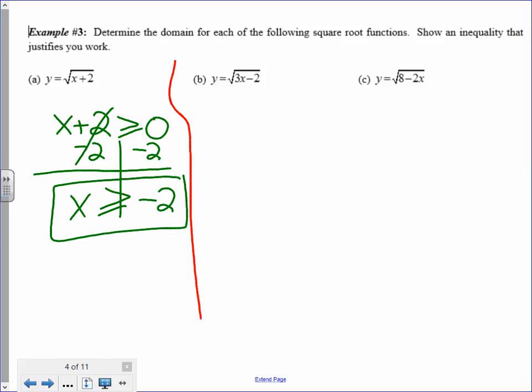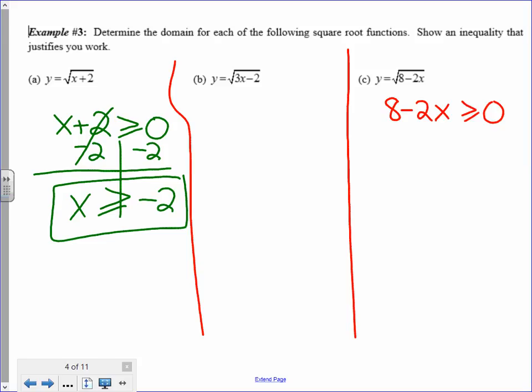All right, so let's look at B. I'll do B with you, and then, actually, no, I'll do C with you, and then we'll do B on our own. Let's do C. So I'm going to take 8 minus 2x greater than or equal to 0. It's always greater than or equal. If you don't have that symbol, it's incorrect.